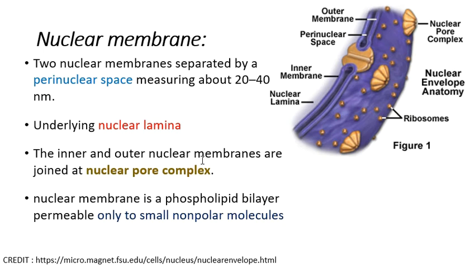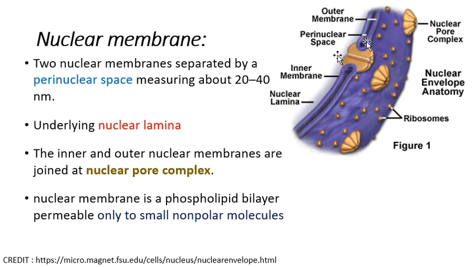So as I said, the nuclear membrane has a double membrane structure. It is a complex structure, consisting of two nuclear membranes separated by a perinuclear space. The perinuclear space measures around 20 to 40 nanometers. Underlying the nuclear lamina, the nucleus is surrounded by a system of two concentric membranes called the inner nuclear membrane and outer nuclear membrane. The inner and outer nuclear membranes are joined at nuclear pore complexes.